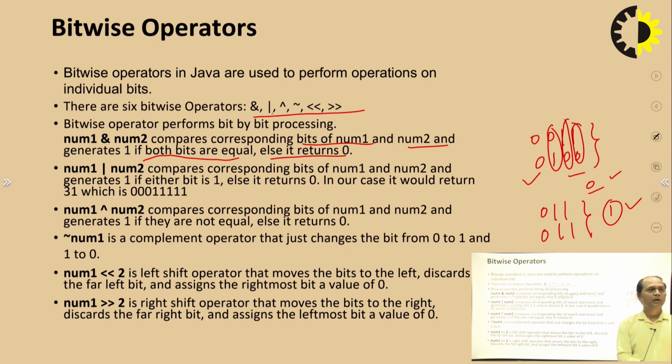Suppose num1 OR num2 compares the corresponding bits of num1 and num2 and generates 1 if either bit is 1, else it returns 0. In our case, it would return 31, which is the binary conversion of 31. If we compare num1 and num2 with the XOR operator, then it generates 1 if they are not equal, else it returns 0. So these are the operators we can use in a particular program for the purpose of individual bits.